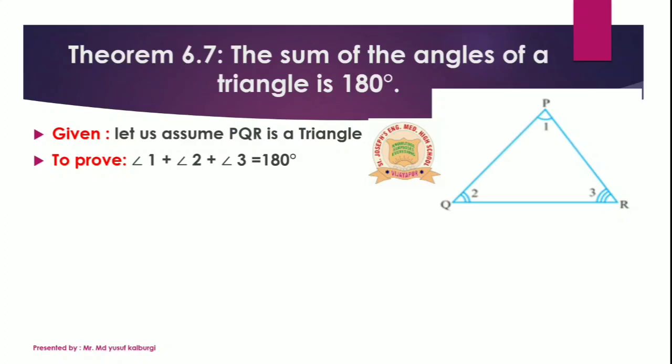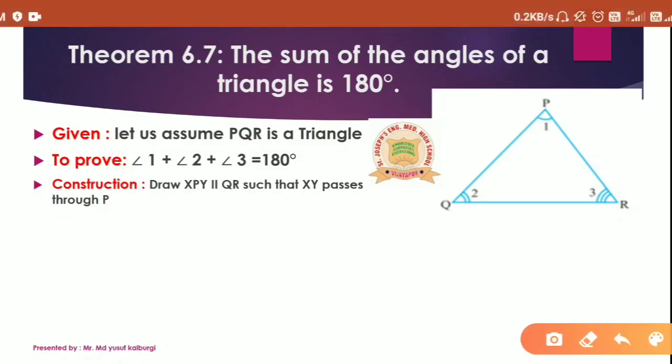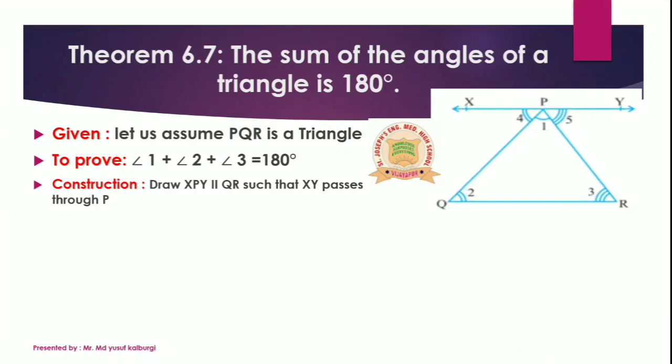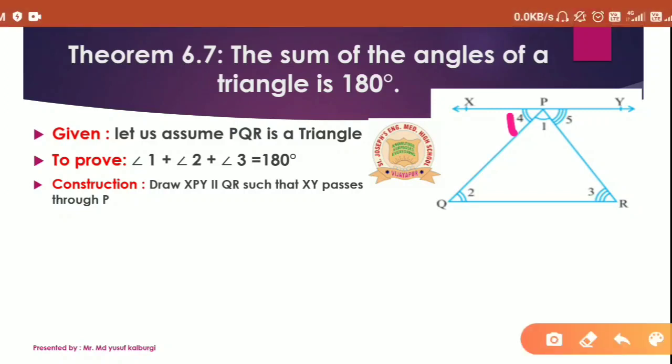To prove that, one construction we are going to do. What is that construction? Draw XPY parallel to QR such that XY passes through P. So you have to draw one line XY such that it passes through point P, so that XY becomes parallel to QR. Let us draw that. So we have drawn it. If you see the figure, XY is parallel to QR and it is passing through P. Now let us go for the proof part. Let us name these two angles as angle 4 and angle 5.